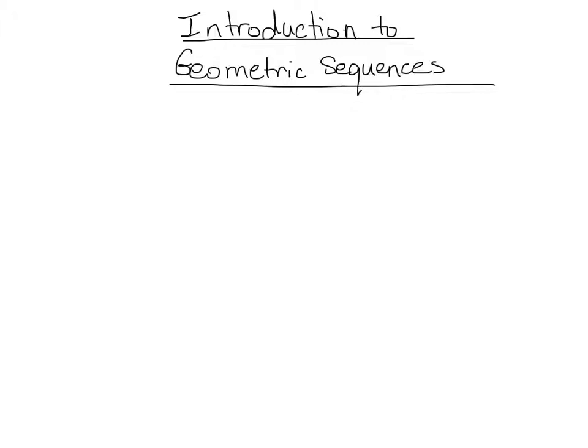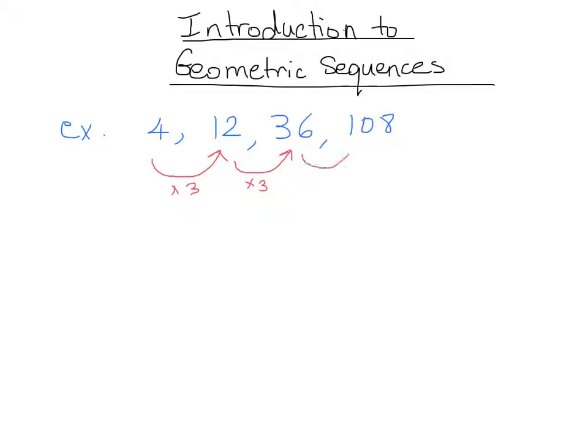And the easiest way for me to describe this is using an example. Okay, so if we have a list of numbers, let's say 4, 12, 36, 108, this is a geometric sequence, and here's why. A geometric sequence is a list in which each number is obtained by multiplying by the same fixed number each time to get the next number. So in this case, to get to 12, I have to multiply by 3. If I do the same thing and multiply by 3 again, I get 36. If I do the same thing again and multiply by 3, I get 108.